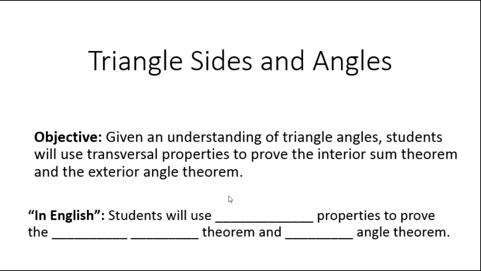So we have triangle sides and angles. Our objective, given an understanding of triangle angles: students will use transversal properties to prove the interior sum theorem and exterior angle theorem. So that's exactly what we are doing in our class.